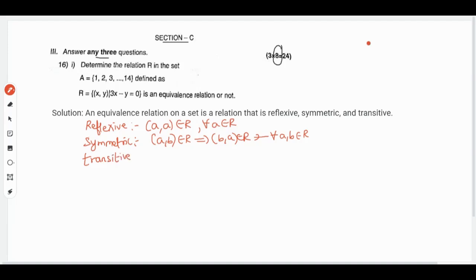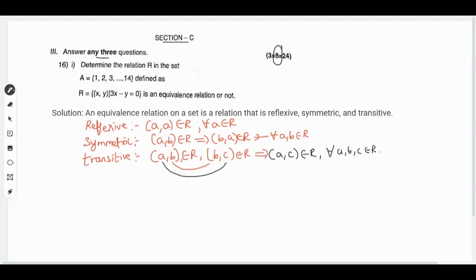Then it is transitive. Transitive is if (a, b) belongs to R and (b, c) belongs to R, implies the first and the last element, that will be (a, c), belongs to R, for all a, b, c. So now we need to prove this in the given relation. So how are we going to prove it here?